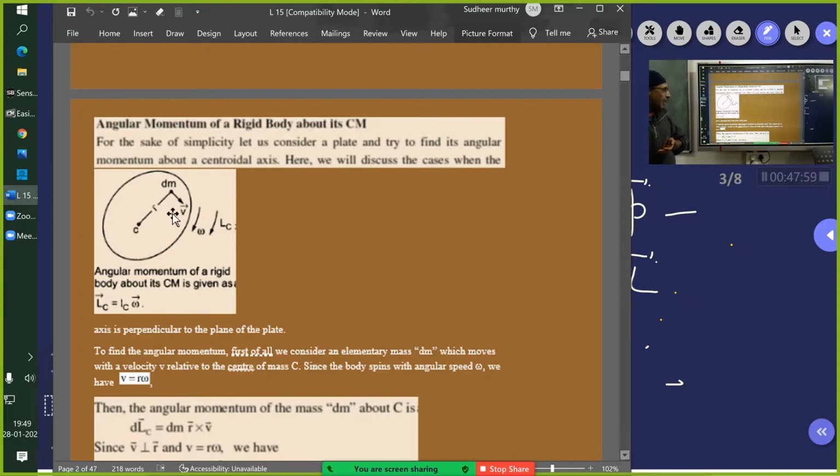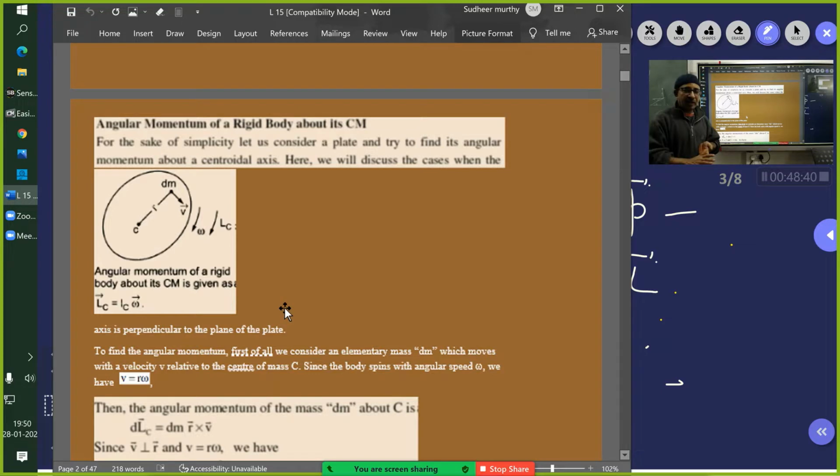Then I have chosen an arbitrary point, and the particle at that arbitrary point is dm. And from the point on the axis of rotation, which is passing through the center of mass, I am drawing this r bar connecting to this. Then I have said that this body is rotating with omega bar, and therefore the velocity v bar has to be perpendicular to r bar. So I am showing it perpendicular. So this LC bar will be equal to IC omega bar.